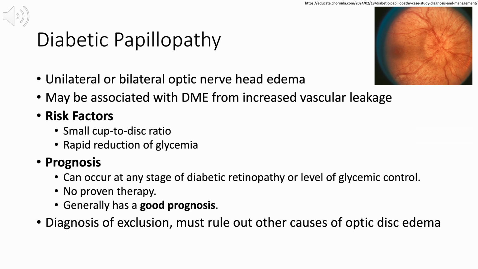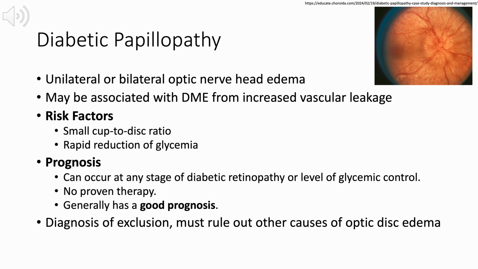Diabetic papillopathy stands somewhat apart from the complications we have just discussed, because it is not primarily a consequence of neovascularization. It presents as unilateral or bilateral optic nerve head edema, and it may be associated with diabetic macular edema, resulting from increased vascular leakage in the peripapillary region.